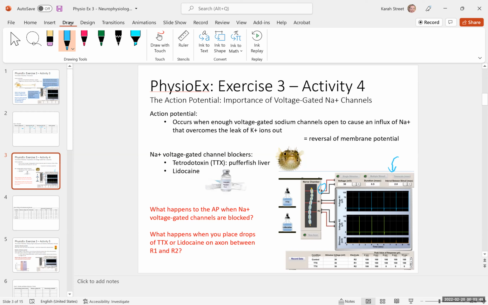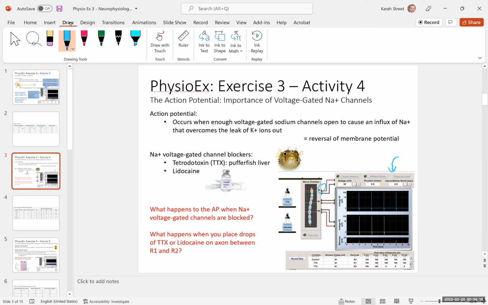So now chefs don't have to worry about preparing the pufferfish and potentially nicking the liver, which is where this toxin is stored by the pufferfish. Lidocaine is also a sodium voltage gated channel blocker, but it is not as strong, not as lethal. It's reversible. That's why your dentist uses it to numb your mouth before fixing your cavities.